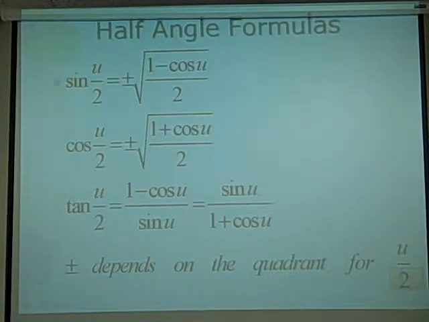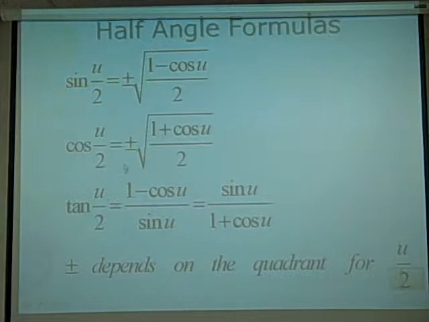The half angle formulas: we have sine u over 2 is equal to plus or minus the square root of 1 minus cosine u over 2. And cosine u over 2 is plus or minus the square root of 1 plus cosine u over 2. And then for tangent, you can use one or the other. Tangent u over 2 is 1 minus cosine u over sine u, or sine u over 1 plus cosine u.